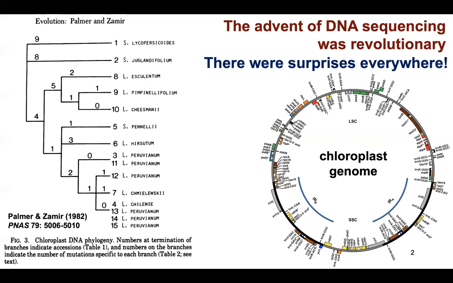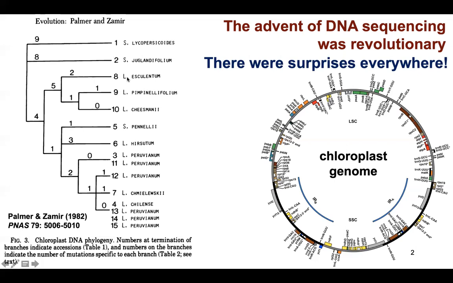And as soon as we began using DNA, we began to be surprised by the results. And that is illustrated in this very first tree. This is a phylogeny of tomato, Lycopersicum esculentum. At the time, that was the name of it, and its closest relatives.